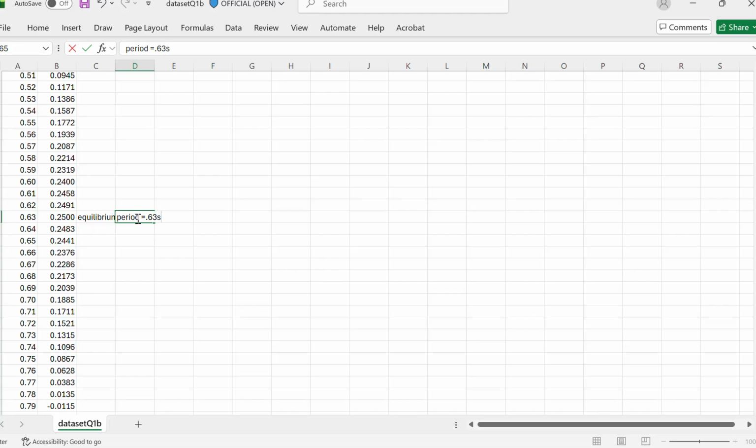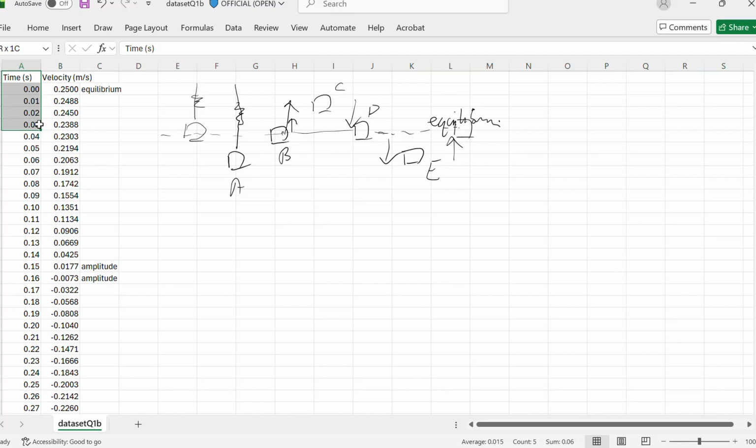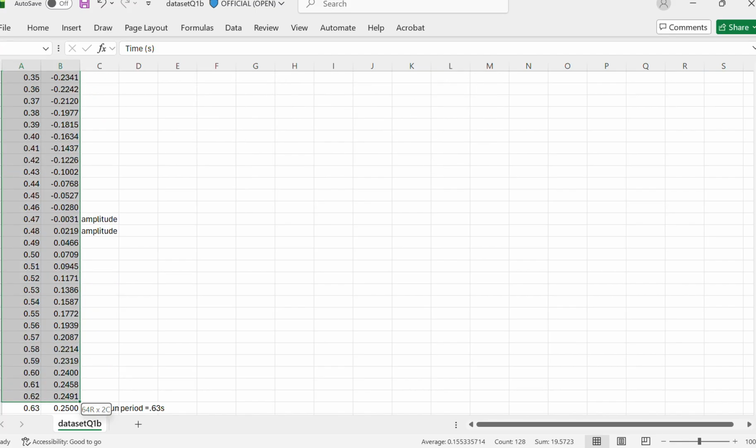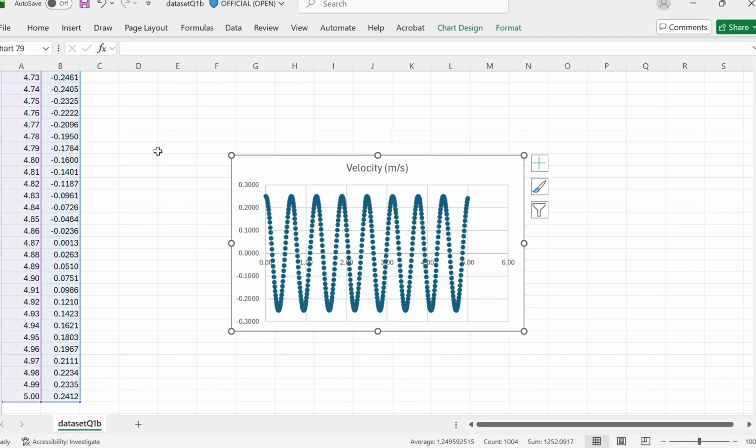So my period is actually 0.63 seconds. Right, so I know this now. So how does this graph look like? If you are smart, actually one easy way to figure out how this graph looks like is you can just take the whole data set and plot the graph, because the data set is given to you anyway, so you might as well make use of it. So let's see if we can plot the scatter chart. So easy way to plot the graph.